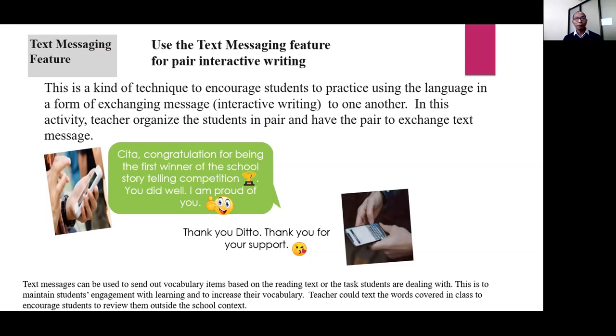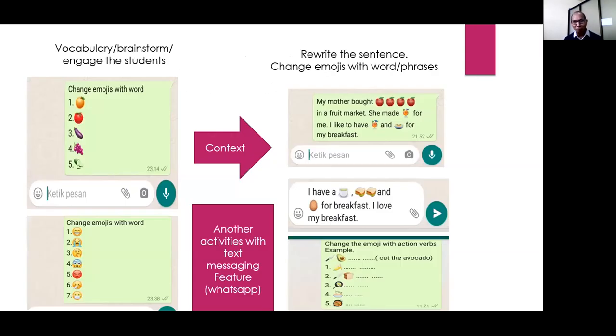So this is still about using WhatsApp because teachers use WhatsApp most of the time to interact with the students. But look at the emoji that the text messaging has when we use WhatsApp. So we can create very simple activity with the students to engage them. For example, this is vocabulary for brainstorming, for engaging the students with the activity, I mean, before we start with the main activity. This is also good for vocabulary, brainstorming, or to engage the students.